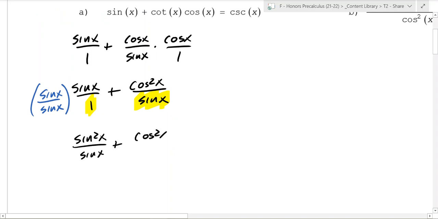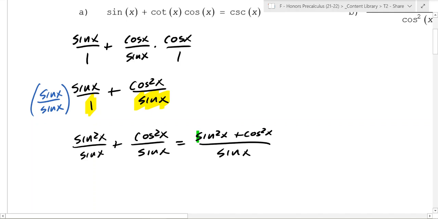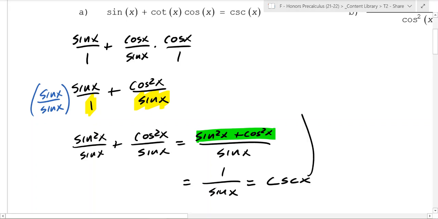and you're adding to it cosine squared x over sine of x, which is going to be equal to sine squared x plus cosine squared x all over, and remember, you should say it as sine squared x, and this is over sine of x. This right here is the Pythagorean identity, so it's going to be 1 over sine of x. And by definition, 1 over sine of x is cosecant x, which is exactly what we wanted to show.